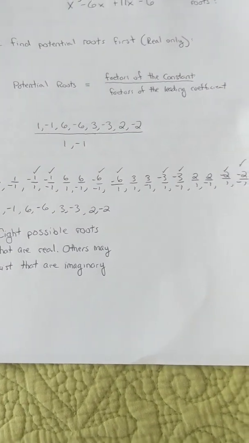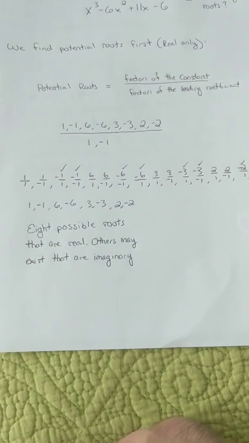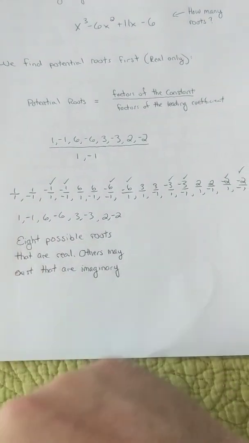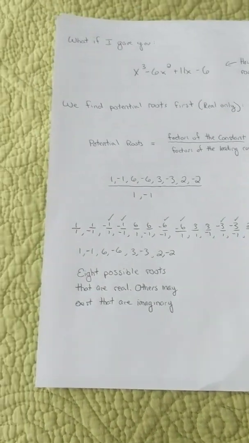And so once I have all my roots, I have 8 possible roots, and those are the possible roots that could be real. The others that exist could also be real, or they could be imaginary.